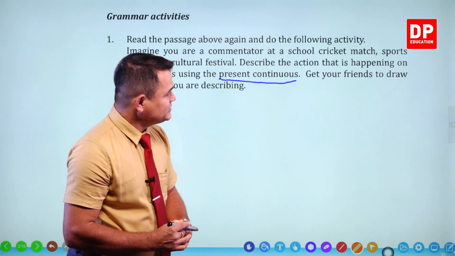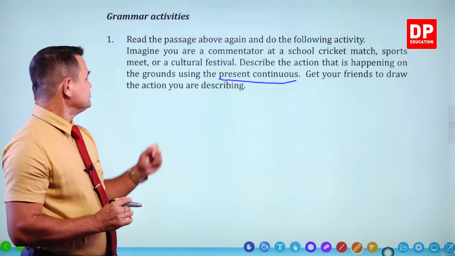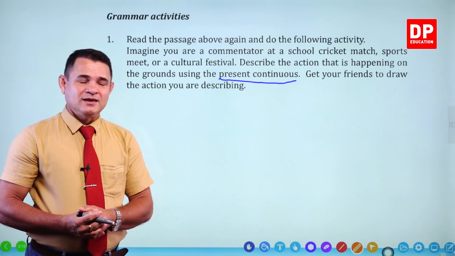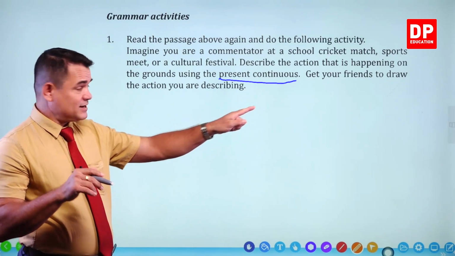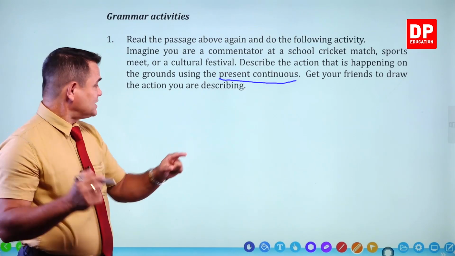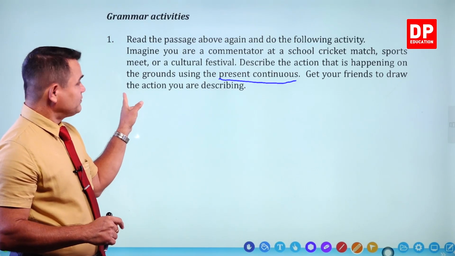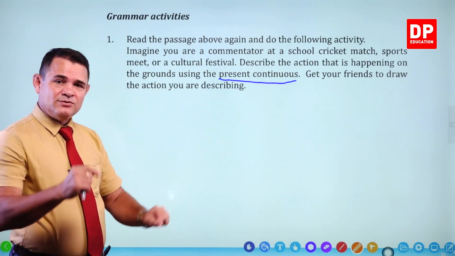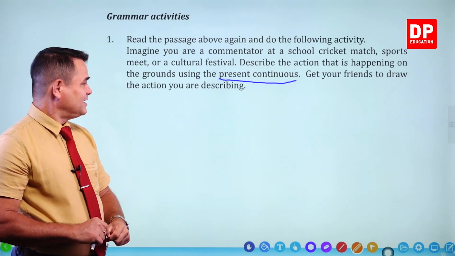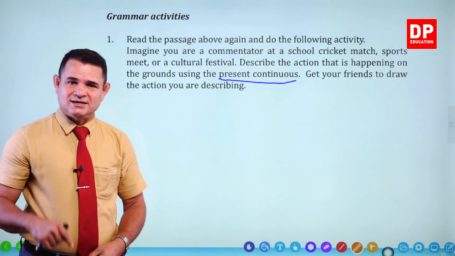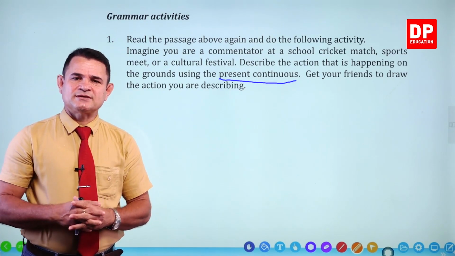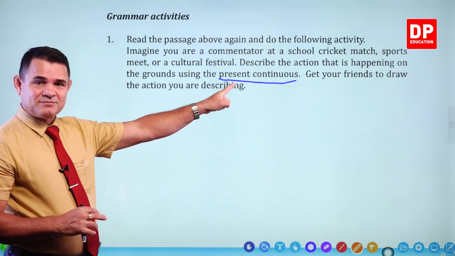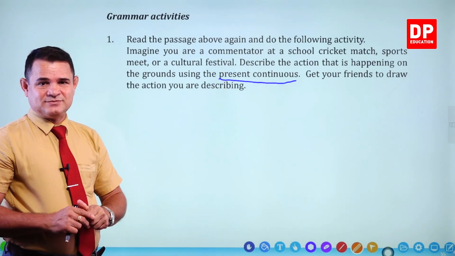Get your friends to draw the action you are describing. Tell your friends how you are describing, and get your friends to draw the action that you are describing. Then how do you describe? Now, using present continuous, you can use present continuous.